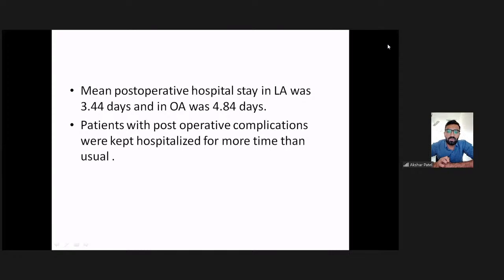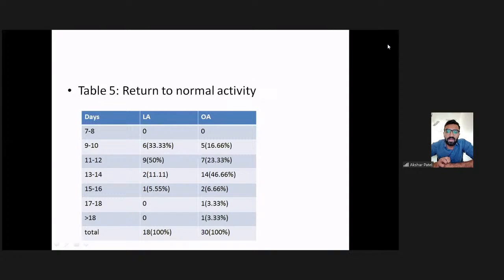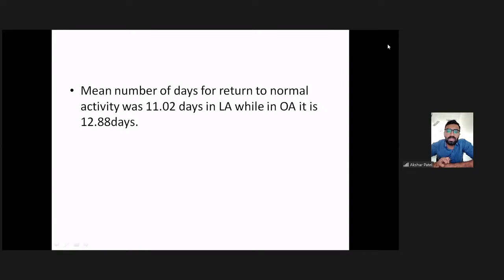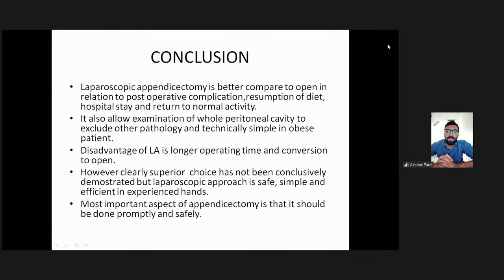Mean post-operative hospital stay in laparoscopic procedure was 3.4 days, and open procedure was 4.8 days. Patients with post-operative complication were kept hospitalized for more time than usual. Next slide. Return to normal activity. Next slide. Mean number of days for return to normal activity was 11 days in laparoscopic procedure, and open procedure it was 12 days. Next slide.